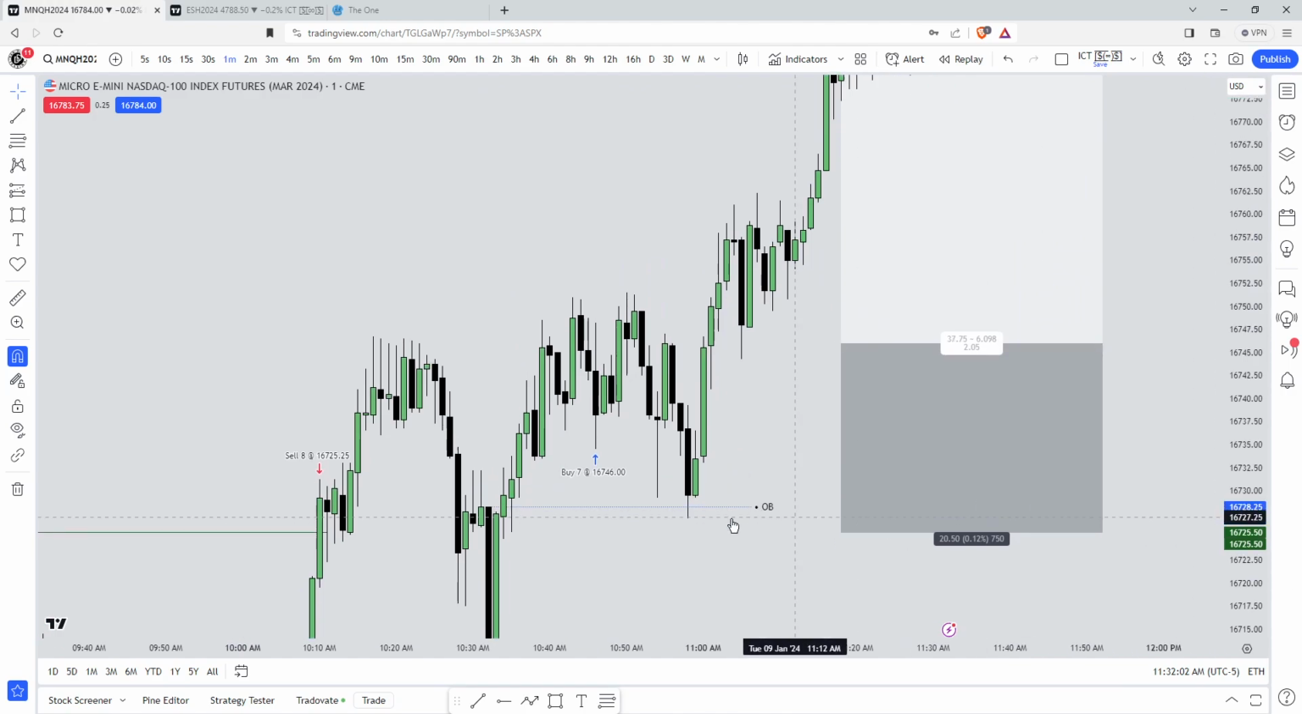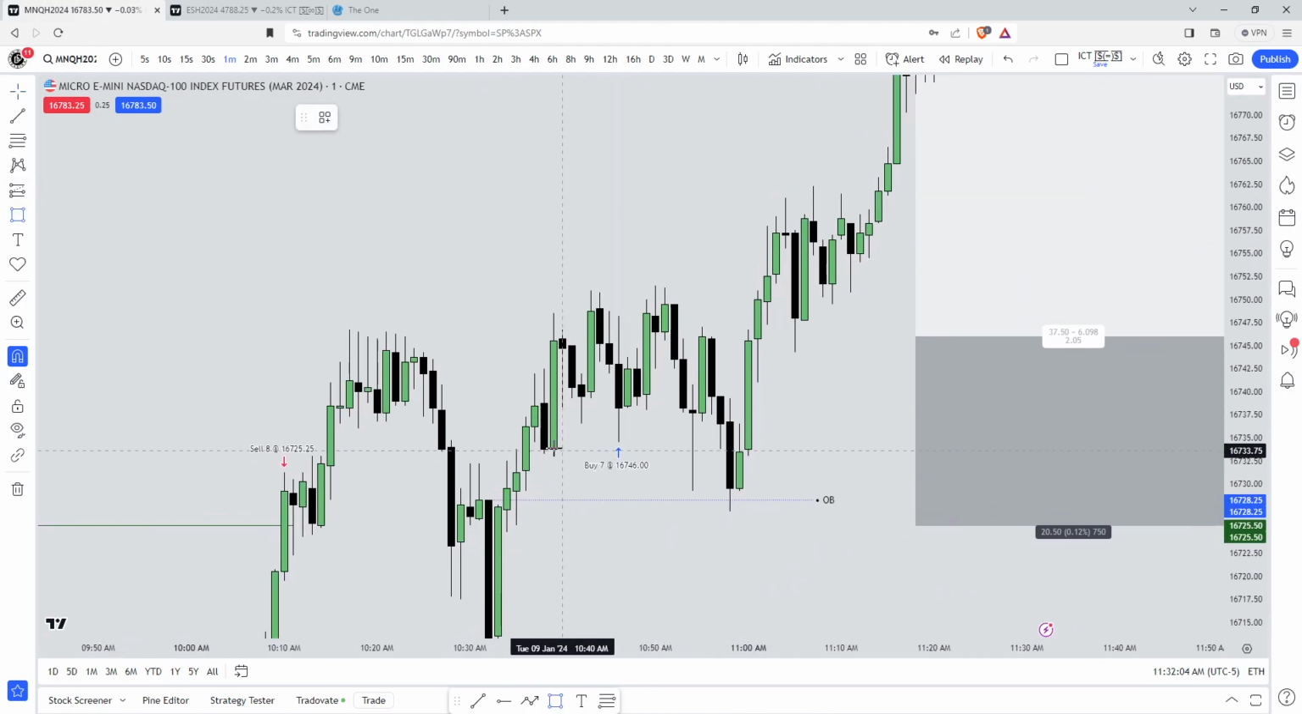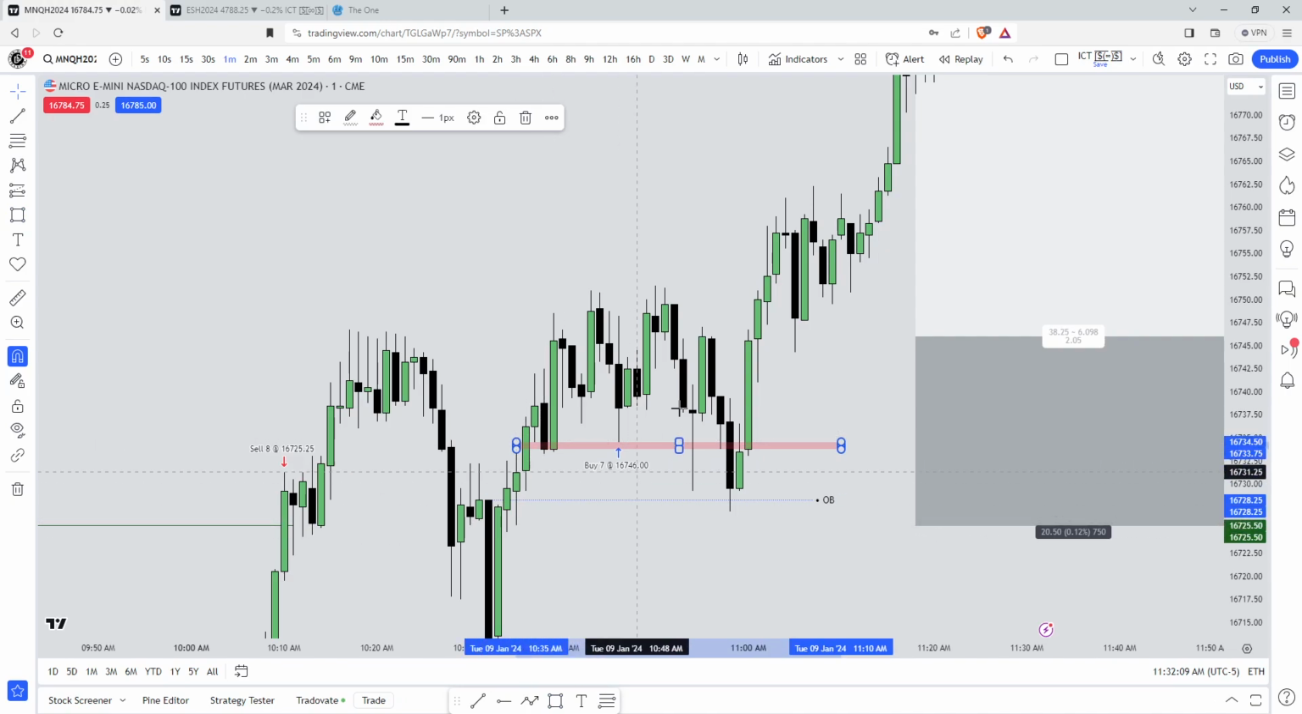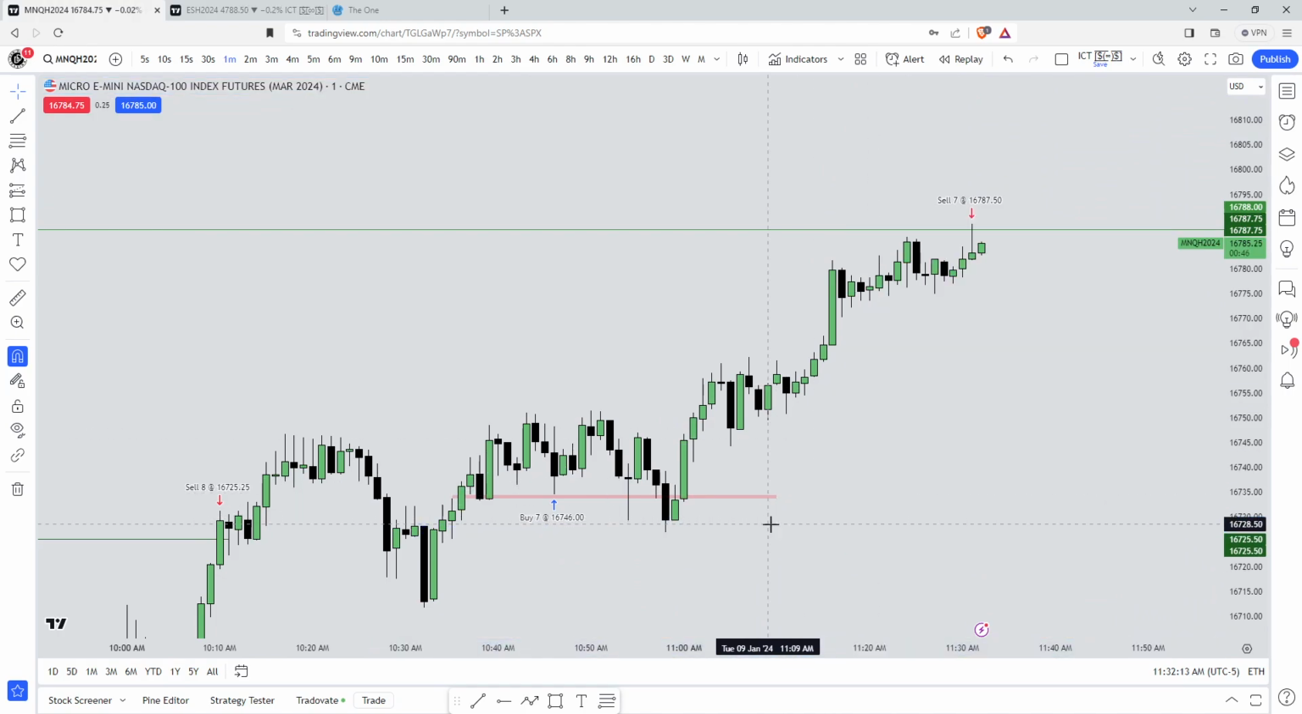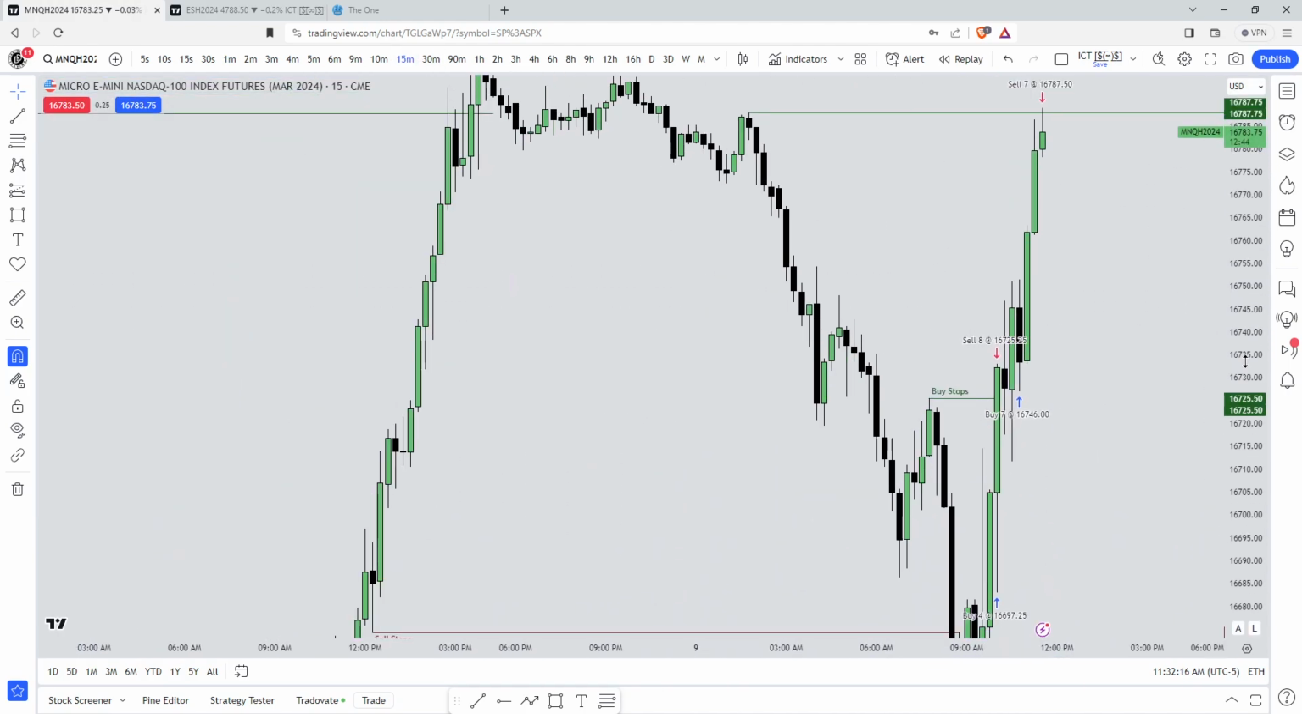So when price retraces back down, it created that change in the state delivery. I'm going to refer back to this in a second, but we created this fair value gap, and this was the original stop placement. Once it expanded away from that, I did trail the stop up. I don't want to get too off topic though. Let's move back to what we were previously just talking about.